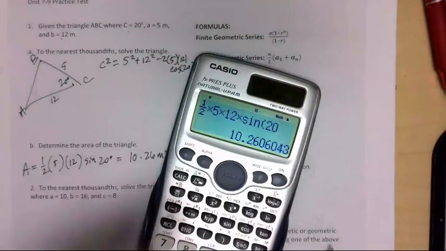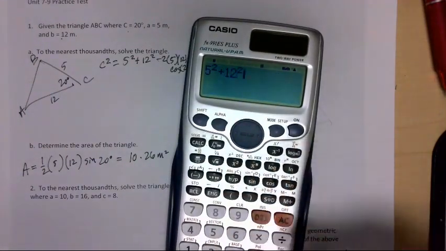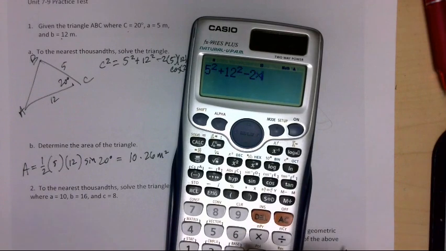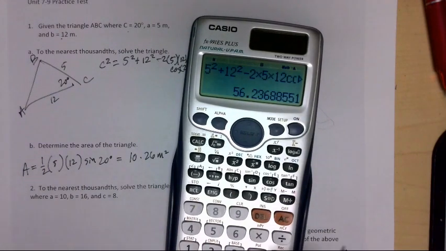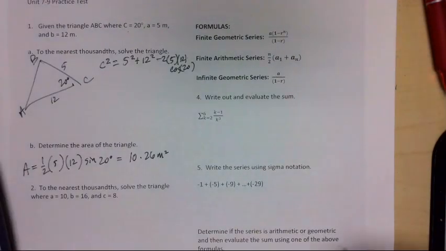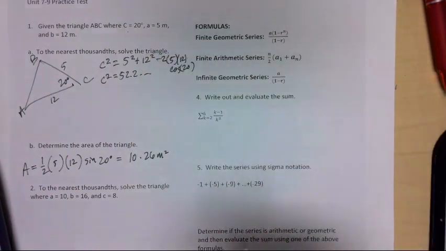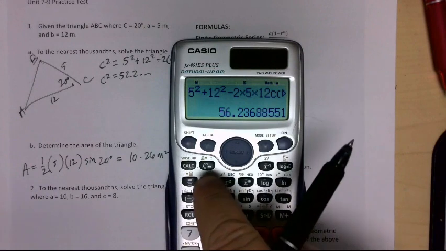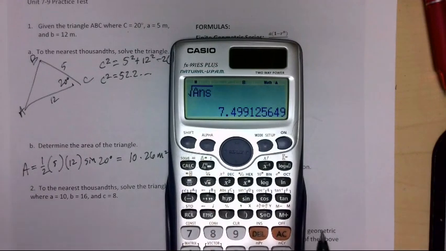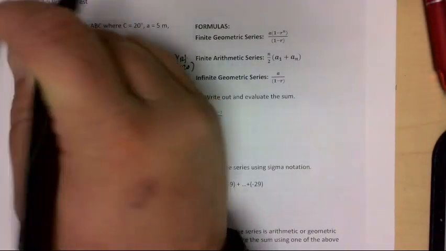Type that in a calculator: 5 squared plus 12 squared minus 2 times 5 times 12 times the cosine of 20. And I get 56.2 something-ish. So that's C squared. I want to find C, so I'm going to take the square root of that, which gives me 7.49. So I'm going to go 7.5.